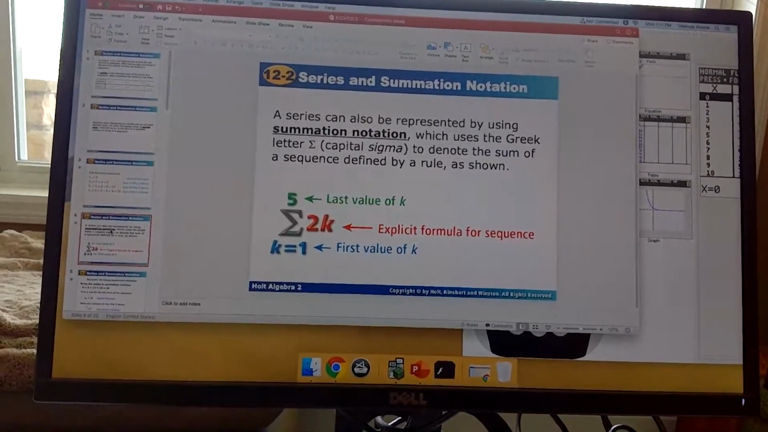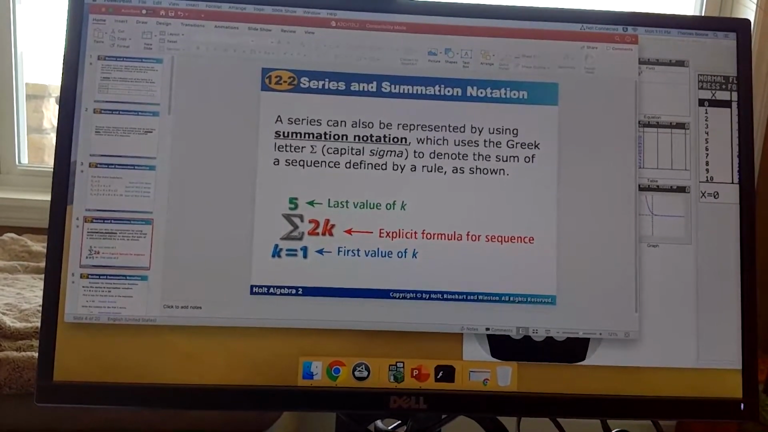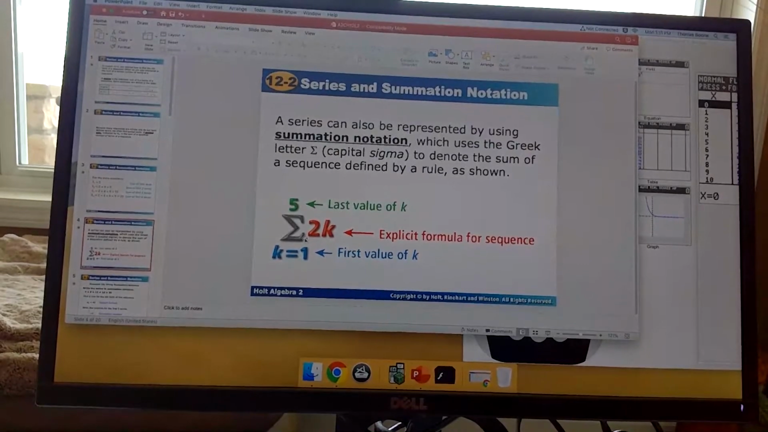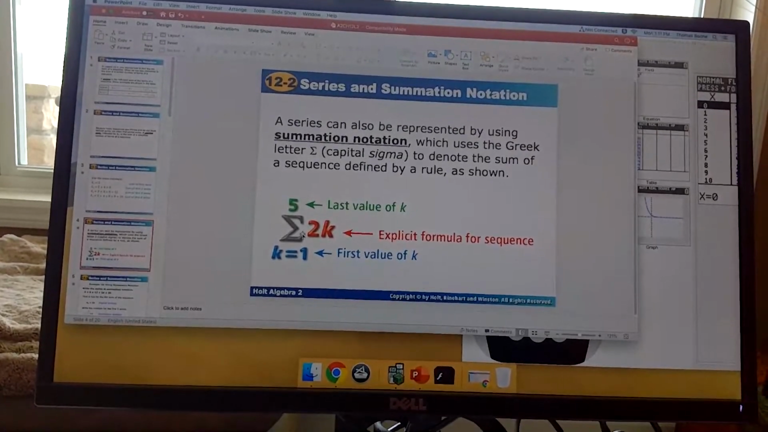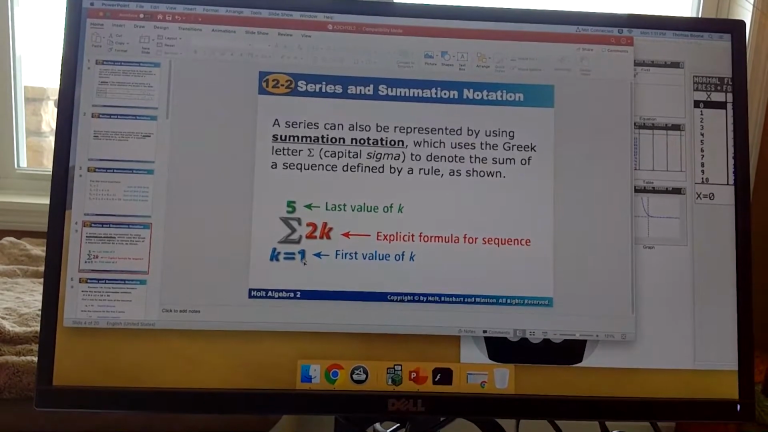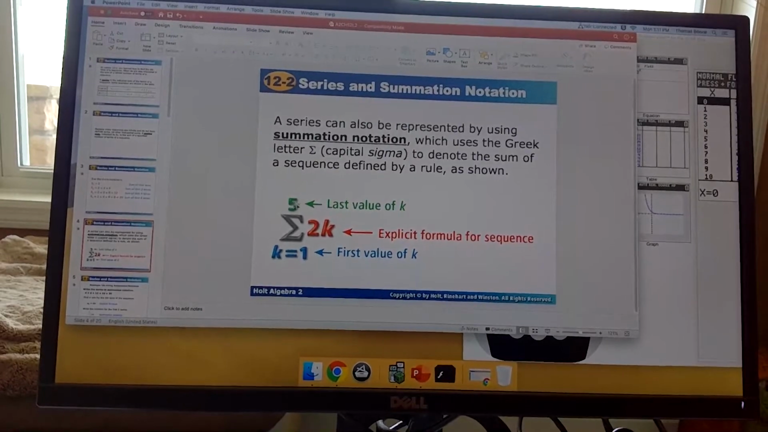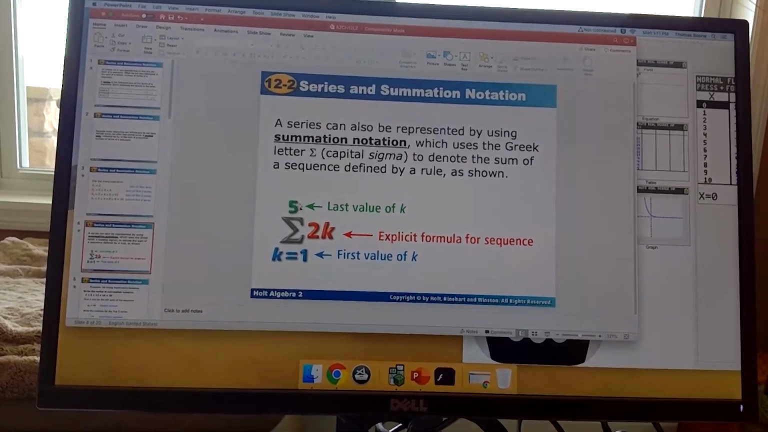Now another interesting way of writing this is using what's called summation notation. We use the capital Greek letter sigma. You see that before, kind of a fancy E it looks like. This tells us the term that we're starting with. Most often we start with 1, not always, but most often we do. 5 is where we're going to end. We can end anywhere we want to. That'll tell us how many terms we have.